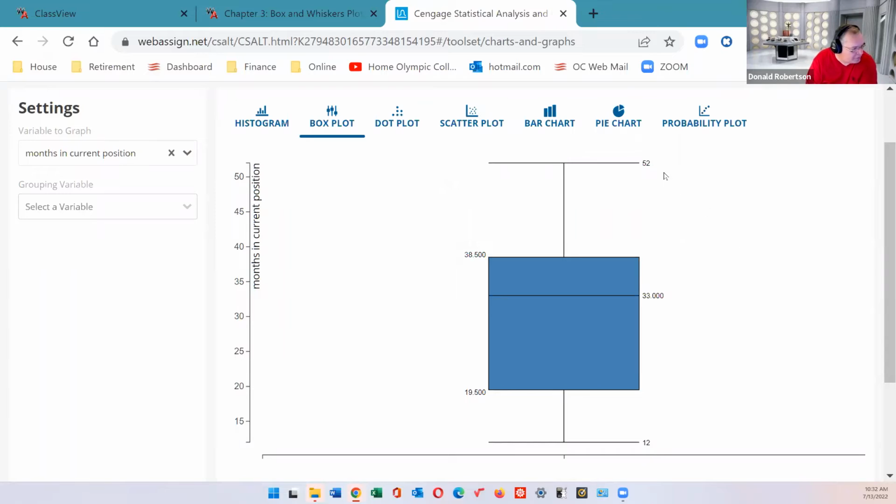Can you see the minimum? That number there is Q1. That's the median, Q2. That's Q3, and there's finally the last guy. So basically that's what the picture looks like.